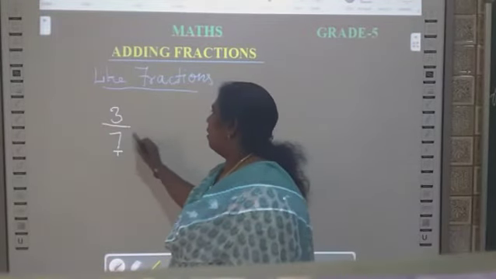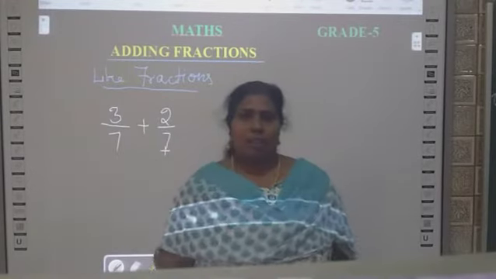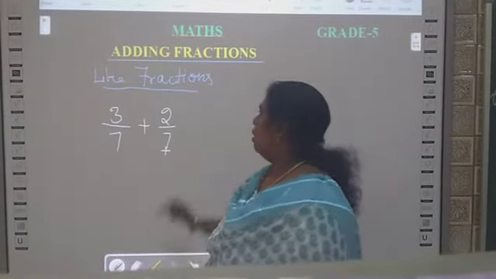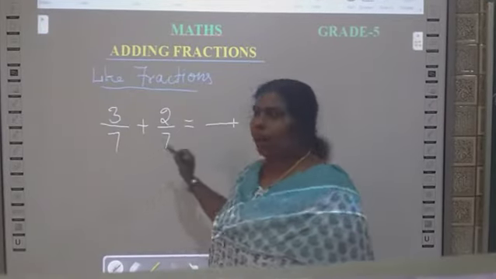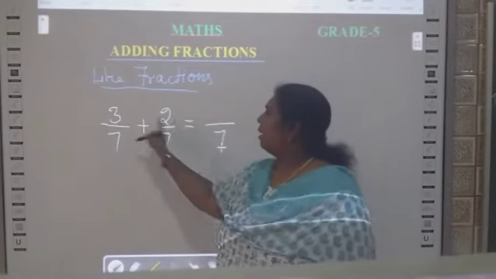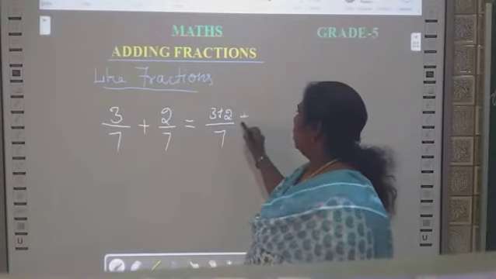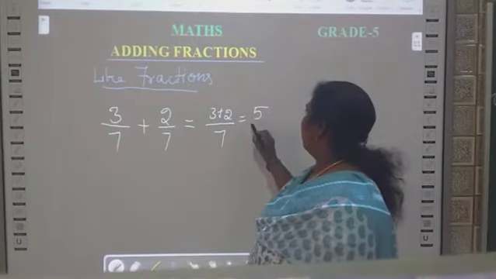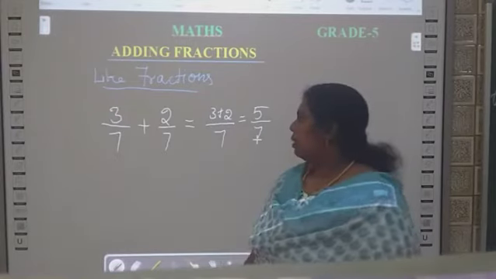3 by 7 plus 2 by 7. These two fractions are like fractions, isn't it? So how do we add these two numbers? The denominator is the same, so write the denominator as it is. Then add the numerator values, 3 plus 2. 3 plus 2 is how much? 5. So 5 by 7. Right?